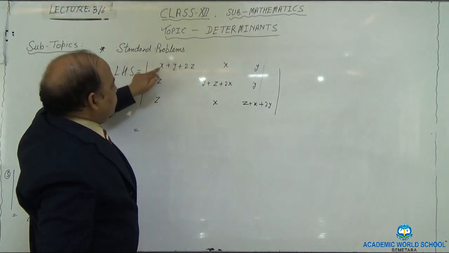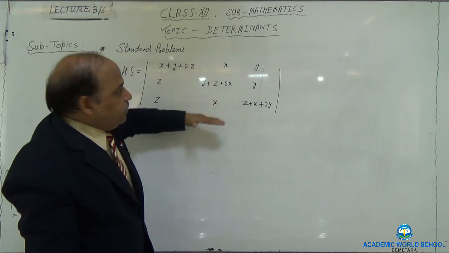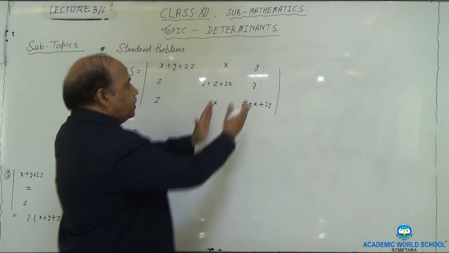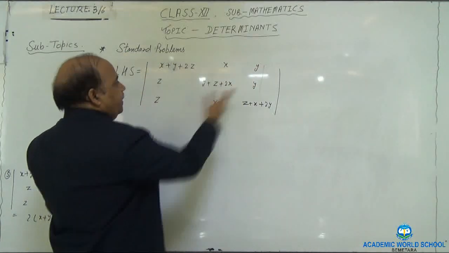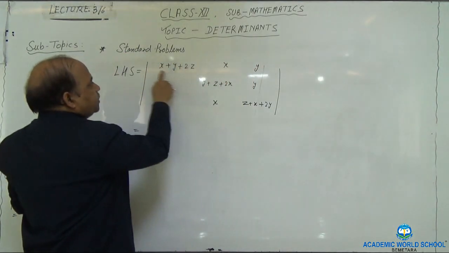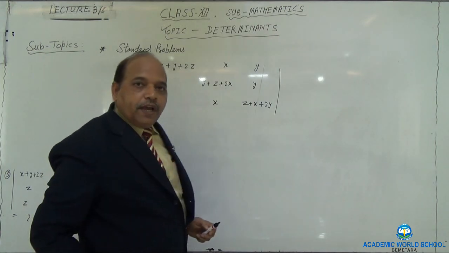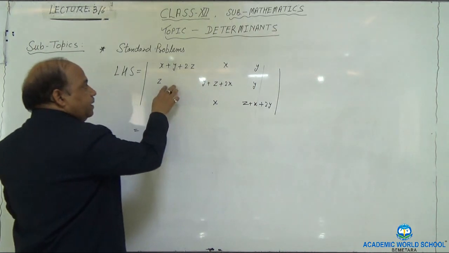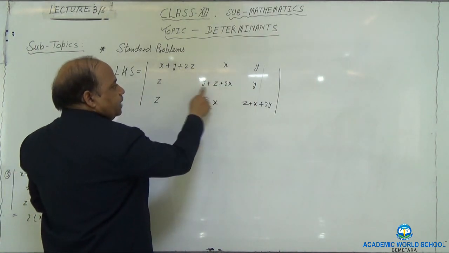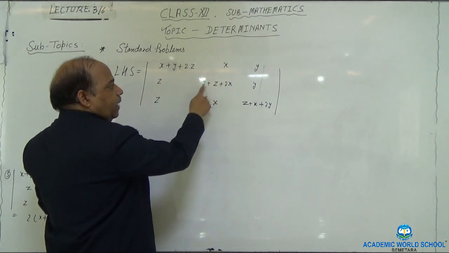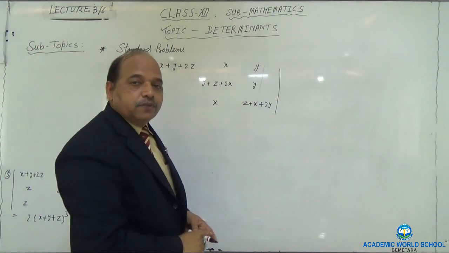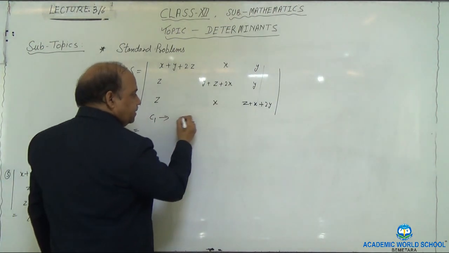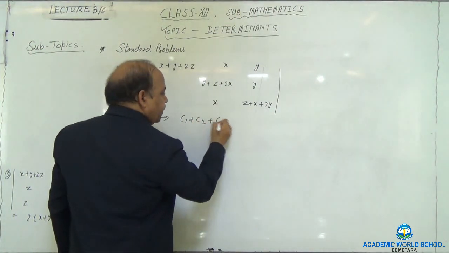If I add this, it will become x plus y plus 4z. It is not serving the purpose. If we add row wise, it is also not serving the purpose. So what should we do? Look at this. If we add the column, x plus y becomes 2x plus 2y plus 2z, and adding y and z to this 2x gives 2x plus 2y plus 2z. So this is serving the purpose. We are making a change in C1. What is the change? C1 plus C2 plus C3.